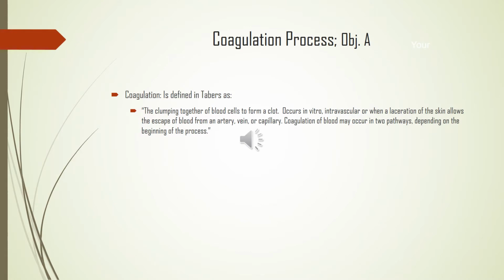Coagulation. We've already talked a little bit about what coagulation means, but if you also look at Taber's, it defines it as the clumping together of blood cells to form a clot. It occurs in vitro, intravascularly, or when a laceration of the skin allows the escape of blood from an artery, vein, or capillary. Coagulation of blood may occur in two pathways depending on the beginning of the process.